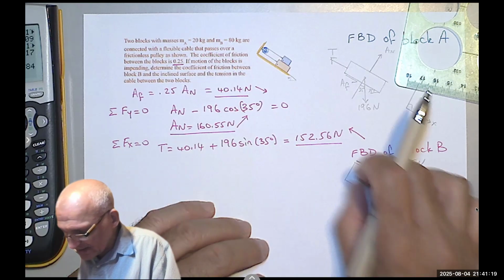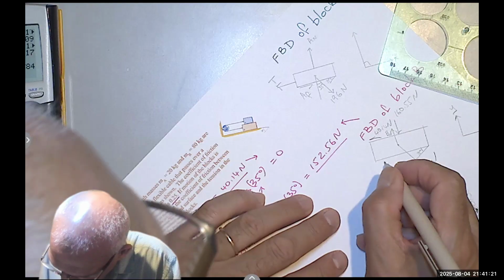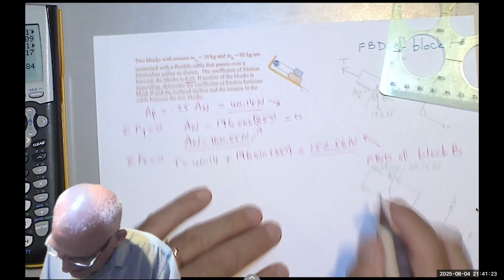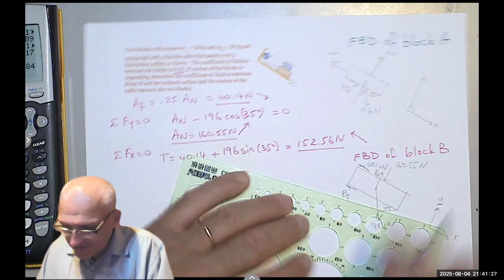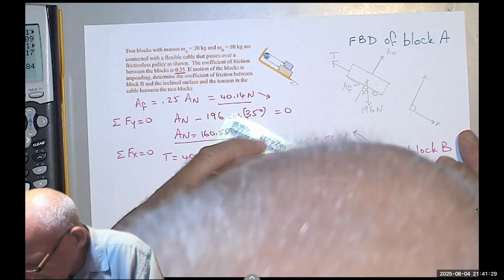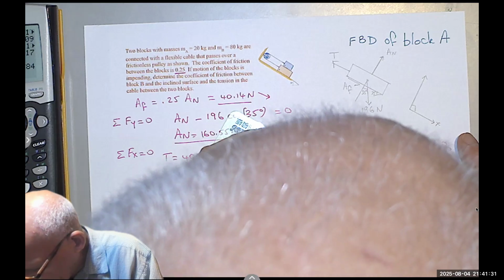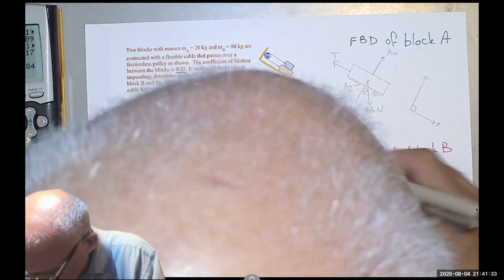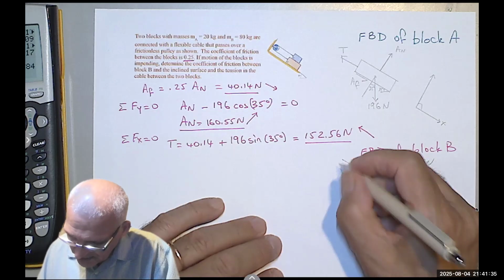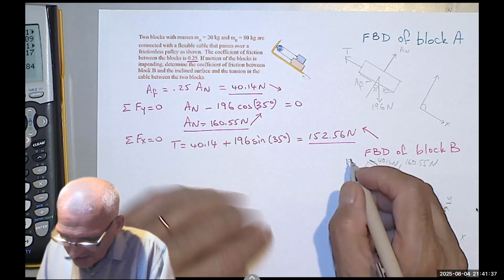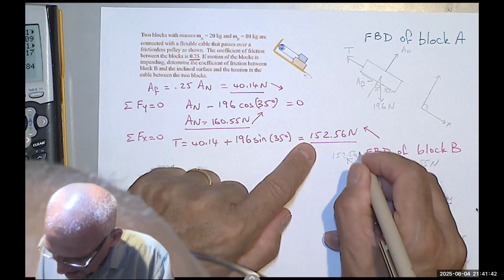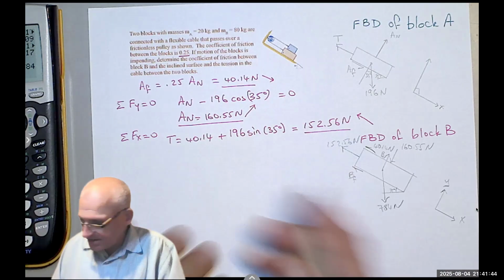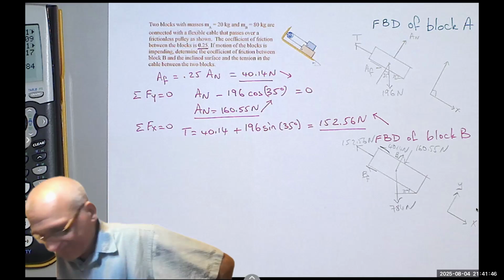This block wants to slide down, so there is a B sub f opposing that. And finally, I have the tension keeping this from falling down, so pulling it up, always going away from the element to represent tension, which I think it's 152.56. We did it 3 times because I entered the wrong numbers.